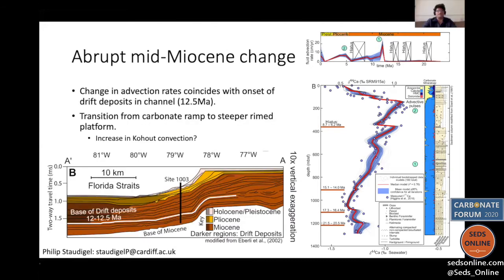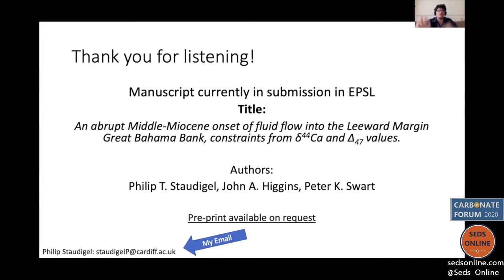Concluding, thank you. We show, exactly as predicted, a major pulse in advection, which corresponds quite nicely with the estimated onset of these benthic currents and the transition from a carbonate ramp to a steeper margined carbonate shelf. I think I can just leave it there. Thank you for listening. These are the details of our submission to EPSL. I can send you a preprint if you'd like.